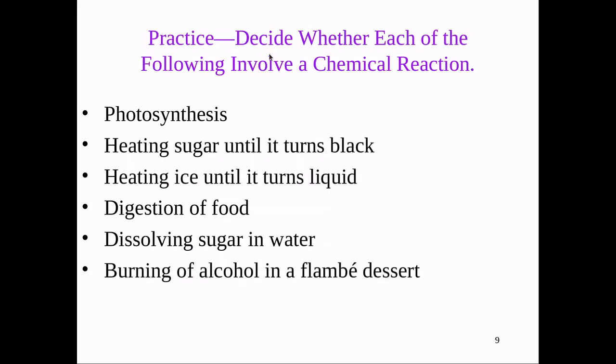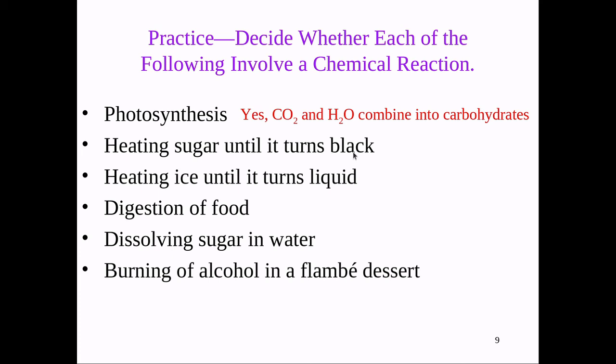So let's go through these and see if we can decide whether each of the following involves a chemical reaction. The first one is photosynthesis. This is the process where plants take light and carbon dioxide and turn it into sugar. And yes, that is a chemical reaction because we started off with CO2 and H2O, and those got combined to produce a new kind of molecule, a carbohydrate, some kind of sugar.